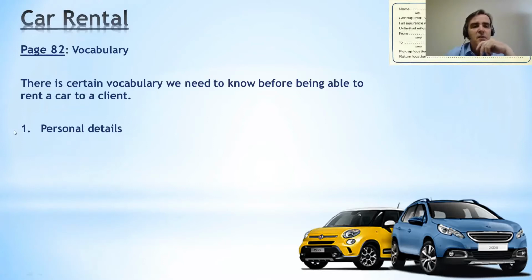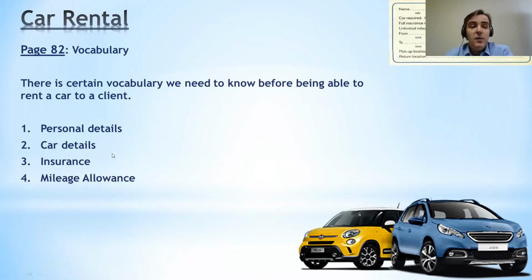Now, the first group of vocabulary we'll look at today is personal details. Now, this is not only about renting a car. We use this all the time. Things like checking into a hotel, booking a trip, booking a guided tour. So many things use this. But these other ones are very specific for renting a car. Car details, insurance, mileage allowance, and pick up and drop off or return.